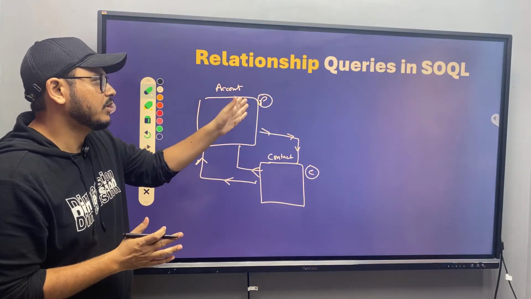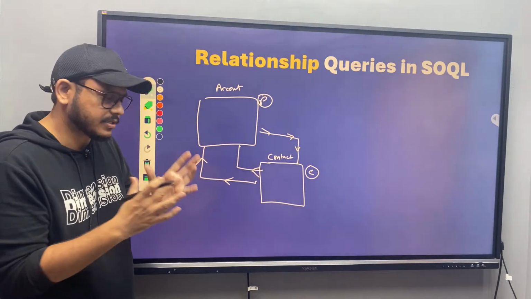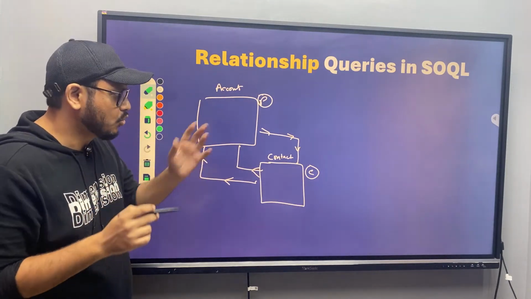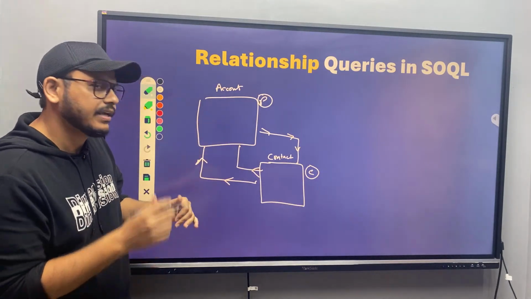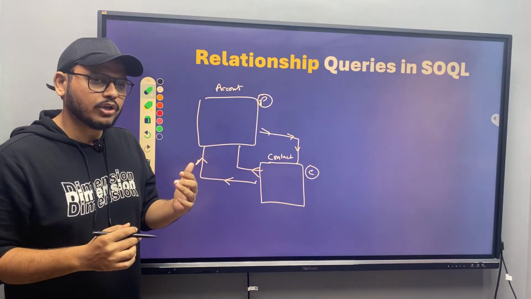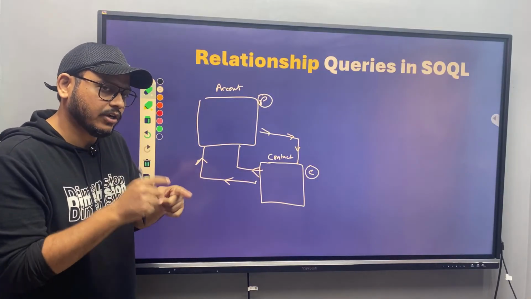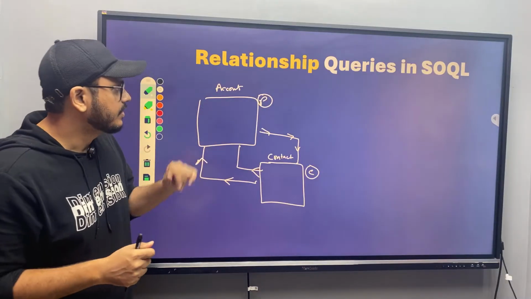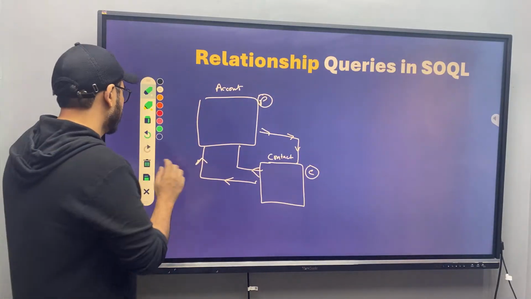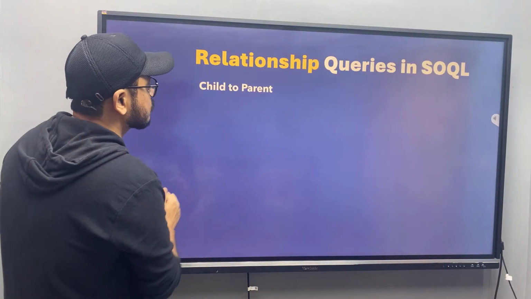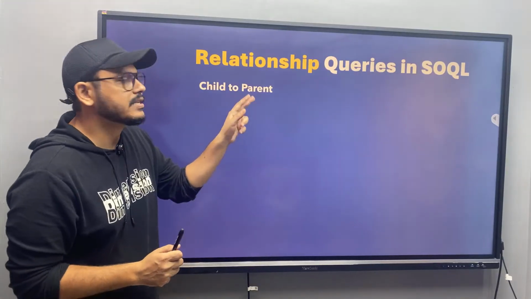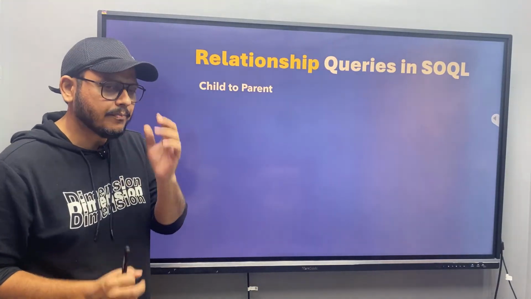So first of all, you'll have to understand parent to child relationship. You should know which one is the parent, which one is the child. If you know that, and if you know your requirement, whether you're writing the query on the parent or on the child and what you need, then you will be able to use these syntaxes. So I'm going to talk about both types of syntaxes. First of all, let's try to understand the child to parent, because this is comparatively simpler.